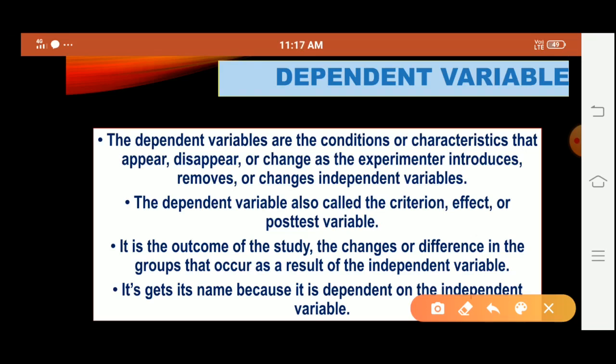The dependent variable is also known as criterion variable, effect variable, and also post-test variable. It is the outcome of the study, the changes or differences in the group that occur as a result of the independent variable. It gets its name because it is dependent on the independent variable.